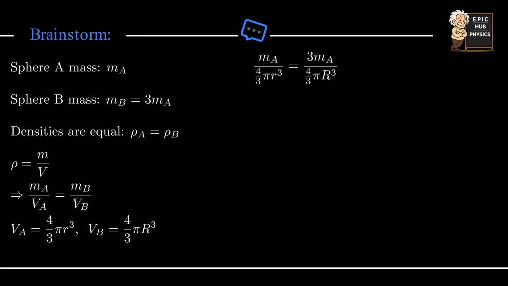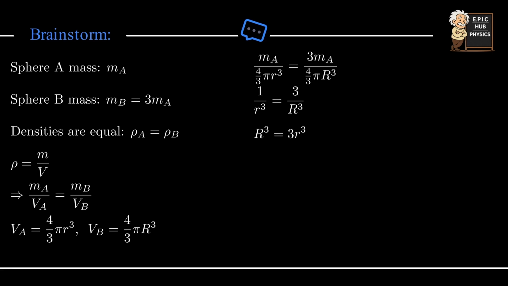Next, we simplify the equation. The factor 4/3 pi appears on both sides, so it cancels out. The mass m sub A also appears on both sides, and cancels as well. This leaves the relation 1 divided by small r cubed equals 3 divided by big R cubed. Now, we rearrange the equation to isolate big R cubed. Multiplying both sides by big R cubed gives big R cubed divided by small r cubed equals 3. So big R cubed equals 3 small r cubed.